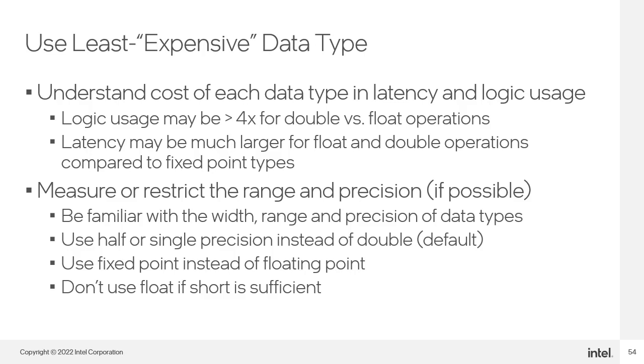Latency may be much larger for float and double operations compared to fixed point types. Thus, if possible, use floats instead of double. That is so much better for the FPGA. Arbitrary precision libraries are also available that you can take advantage of. You can use fixed point instead of floating point, as this will be smaller and faster compared to floating points. There is also half precision available sometimes, but with the DSP blocks, it is best for single precision rather than half precision. In general, use the least expensive data type resources.